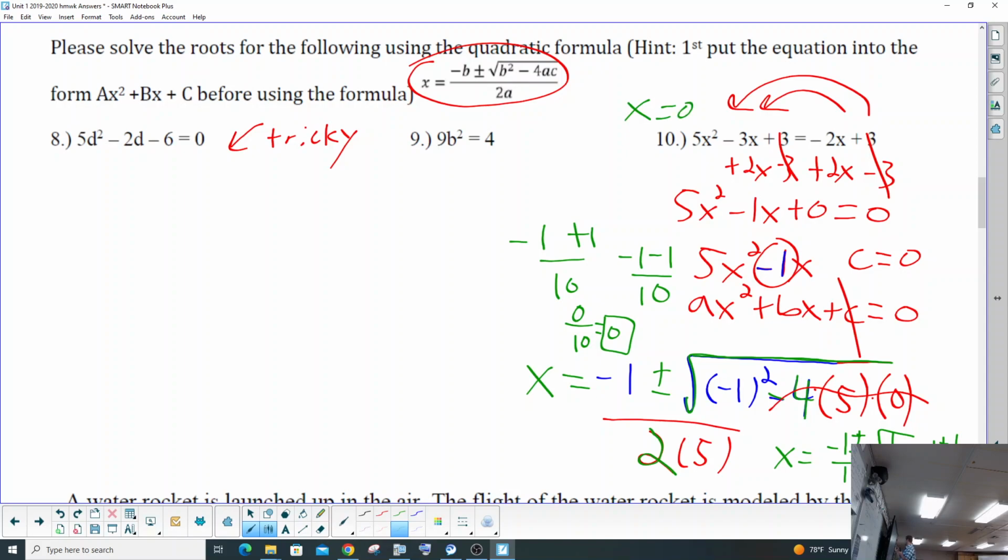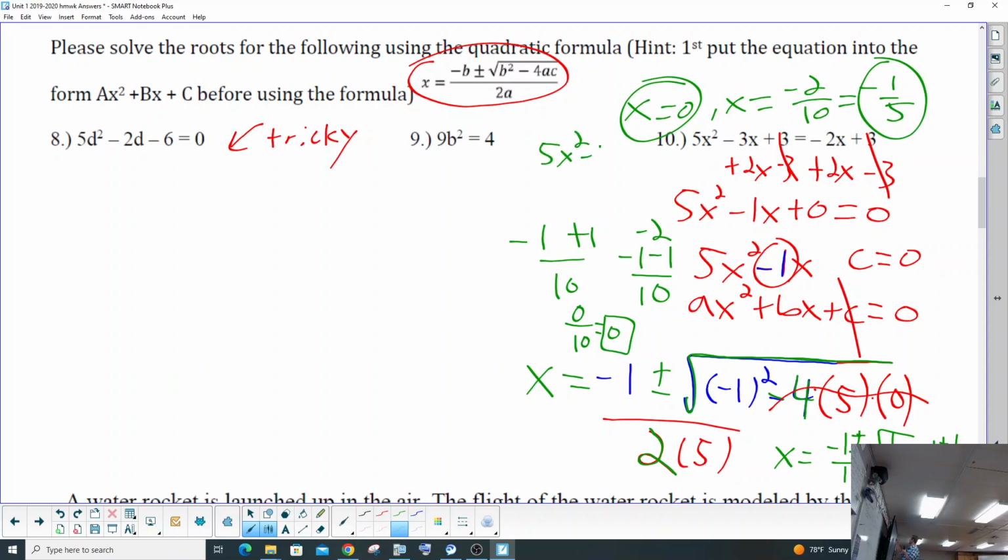Okay, so we have negative 1 plus 1 over 10, and negative 1 minus 1 over 10. Well, negative 1 plus 1 over 10 is just 0 over 10, which is just 0. So that's one of our answers. X equals 0. And then the other one is negative 2/10, it can be reduced, right? That can be reduced to negative 1/5. Whoa, that's crazy. So those are our two answers.